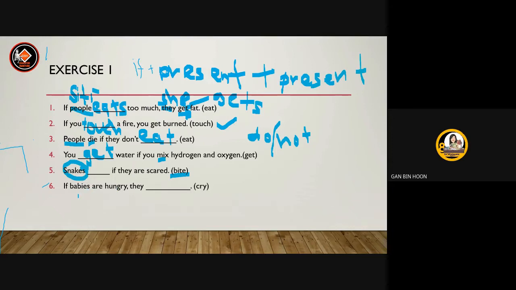If babies are hungry, baby is plural. So are. Okay, are is for plural. If babies are hungry, they, the answer will be, because plural, right? So they cry.